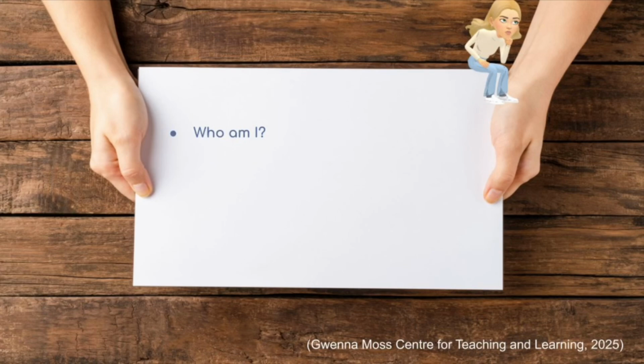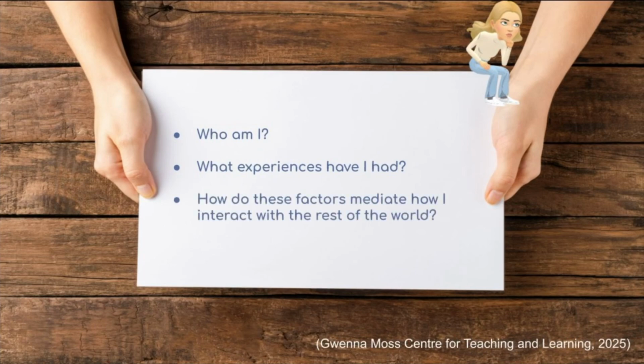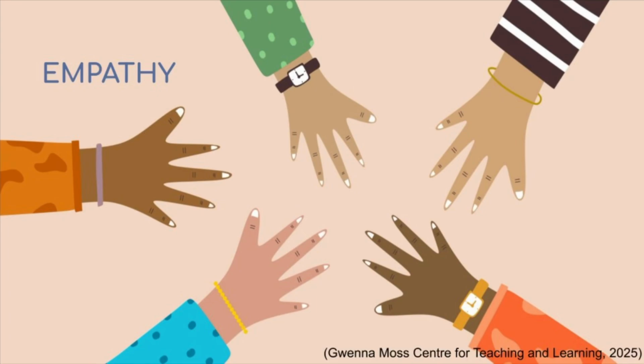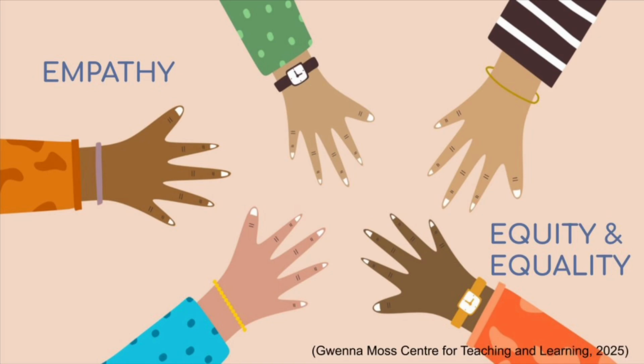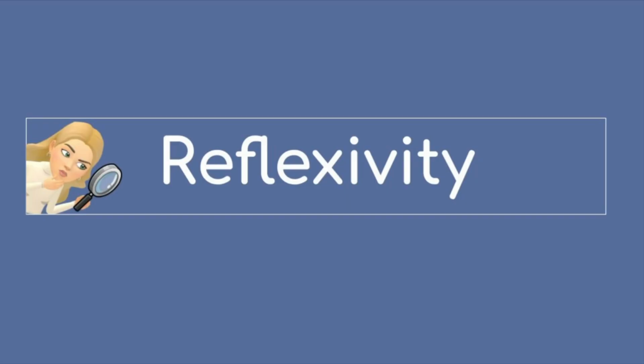Applying the construct of positionality, you can ask yourself, who am I? What experiences have I had? And how do these factors mediate how I interact with the rest of the world? This enables us to recognize our social identities, privileges, and biases, which helps foster empathy, helps us strive for equality, and helps us be critical of existing power dynamics which surround us.